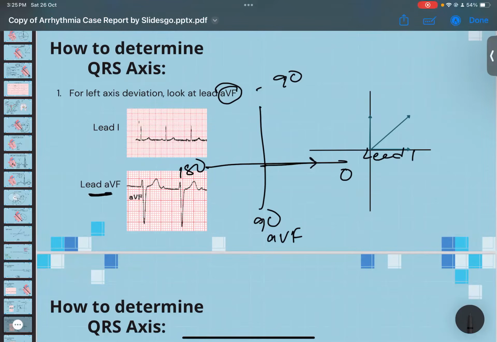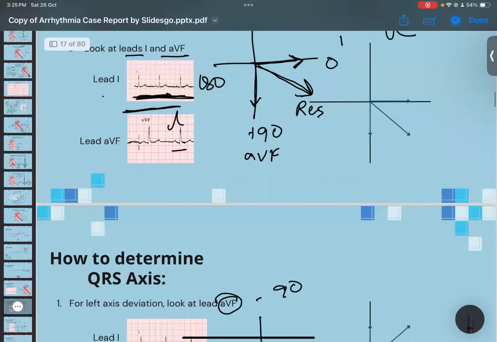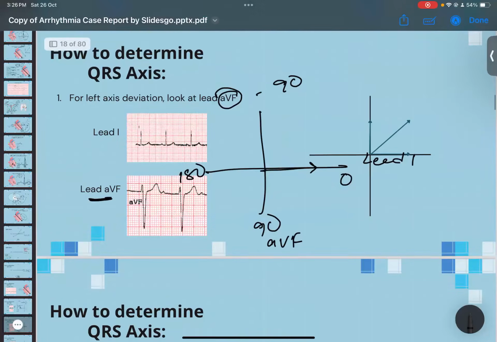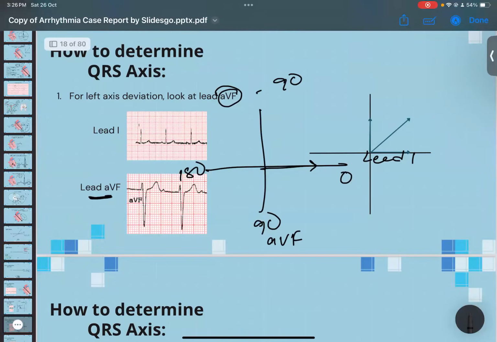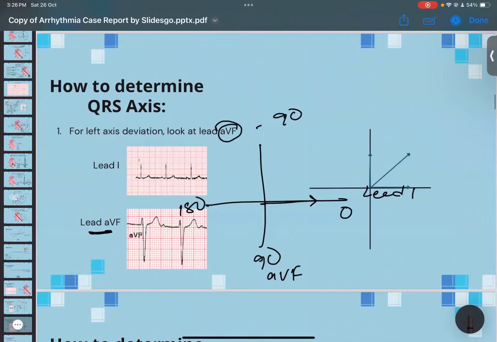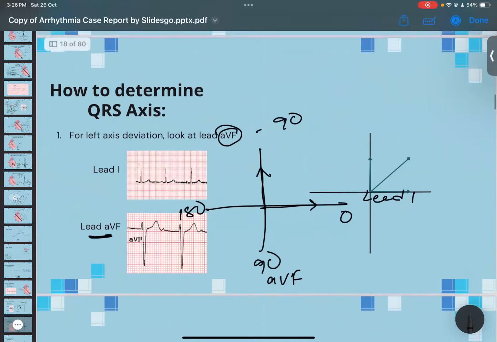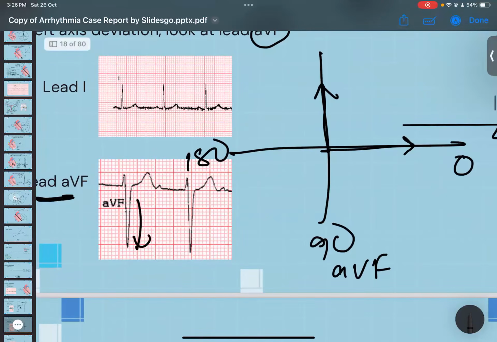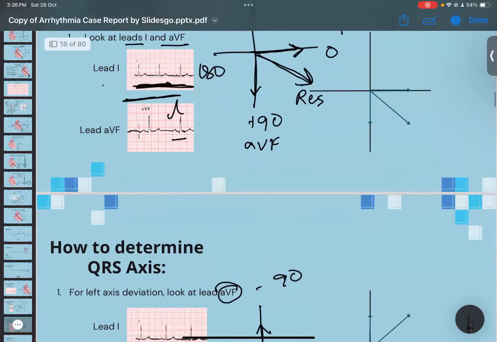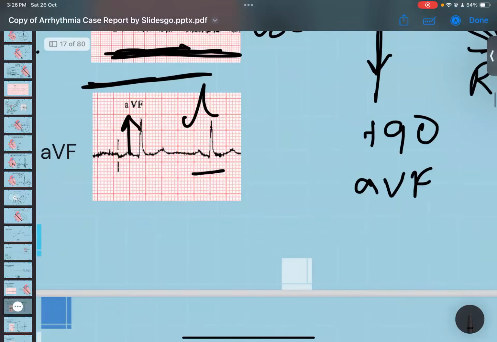Lead AVF, however, is not positive. As you can see clearly, it's very different from the positive one depicted here. It's more so negative, it's dipping downwards. And because it's dipping downwards, we know for a fact that there's not a vector going towards it. Instead, there's a vector going away from lead AVF. Why? Because it's obviously dipping down, unlike this one, which was very obviously going up.